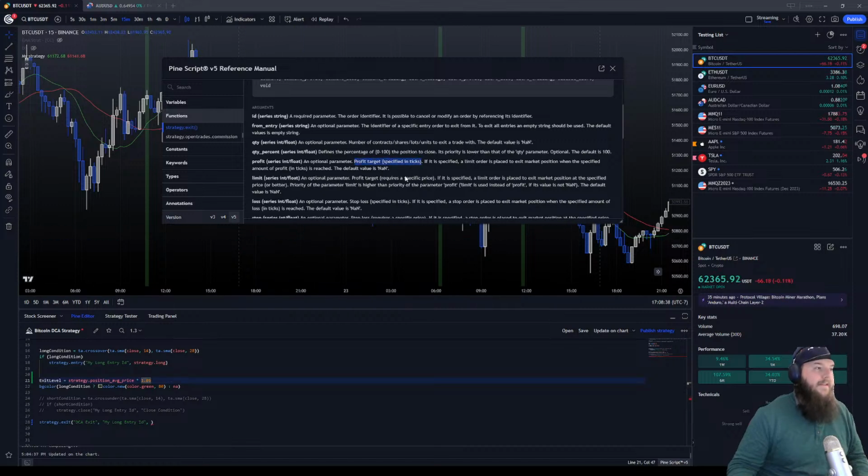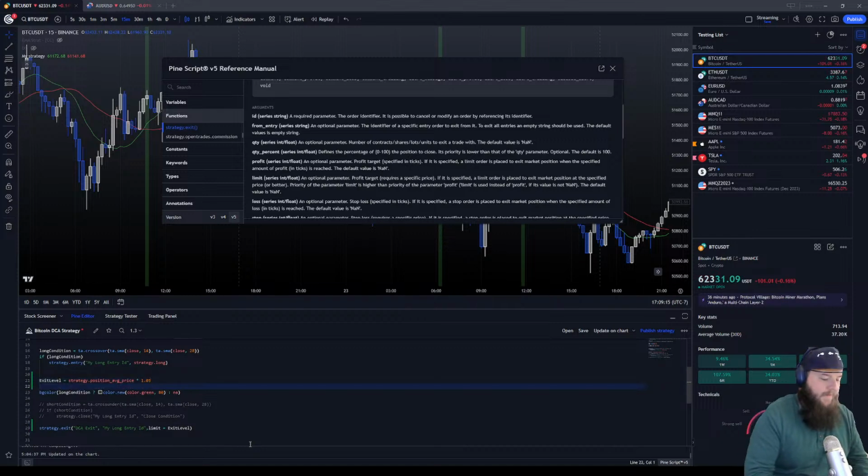I could convert this into ticks. I could say like my average position minus 5% more than my average position. That would give me the difference, and from the difference I could figure out the ticks. But since I already have it here in a specific price, I can just use this limit parameter. Limit equals exit level. And just for fun, I'm going to plot exit level on the chart so we can see what it looks like.